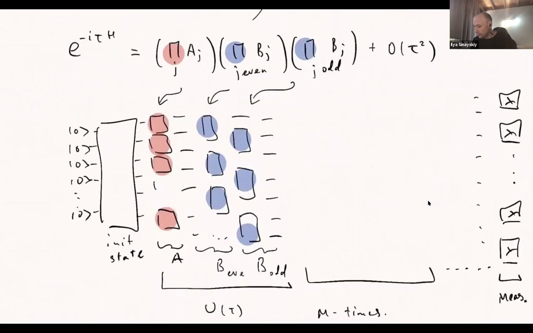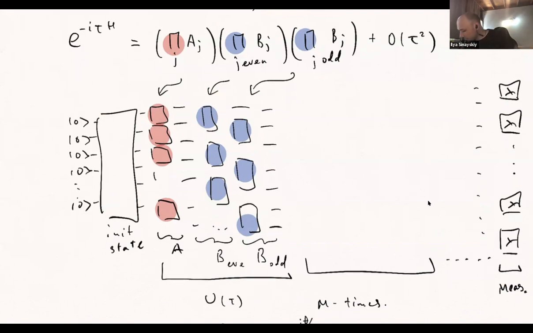You will get a circuit in which all the A_j are single qubit gates. These B_j couple one set of pairs of the qubits, and these B_j couple the other pairs of the qubits. We might prepare some state. This is a simple block, and you repeat this block many, many times. Afterwards you do some measurement, and judging by the result of that measurement, you can say something about, for example, the magnetization of this spin as it depends on time.